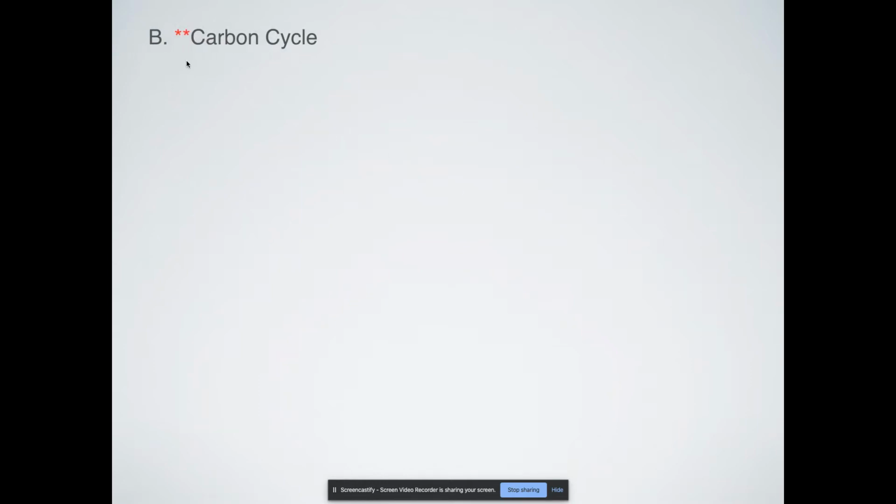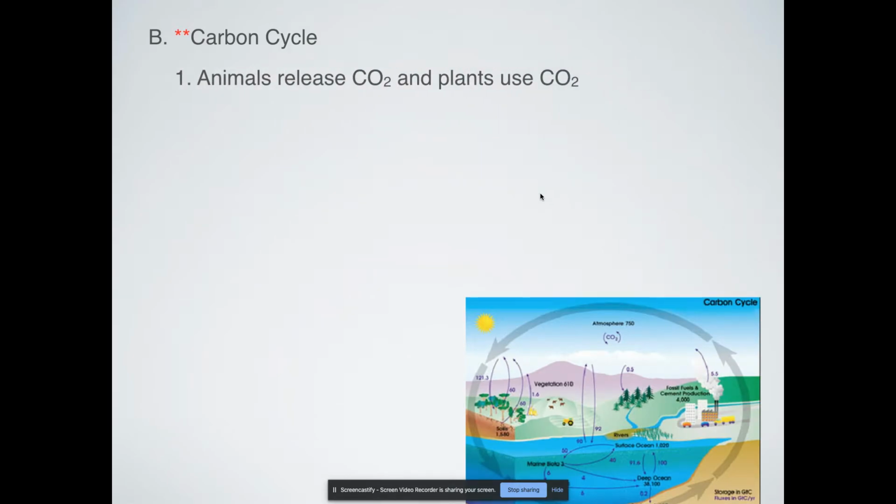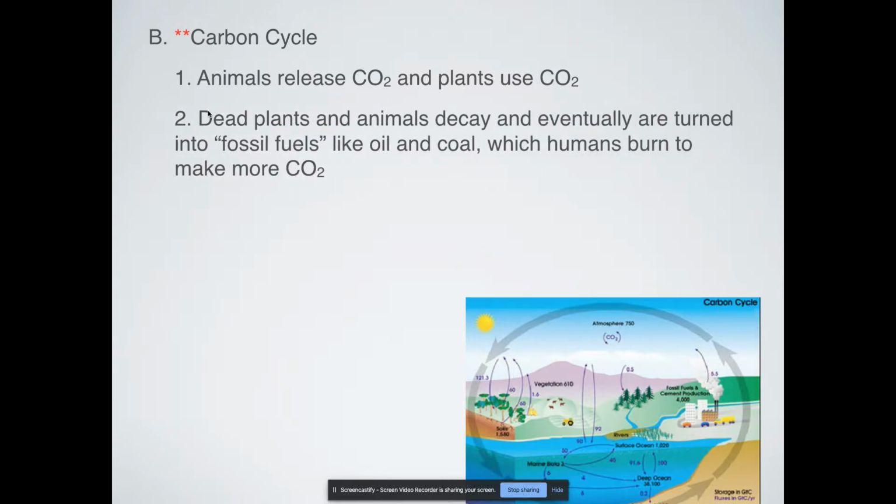So the first cycle that we're going to look at is the carbon cycle. What you need to know about the carbon cycle isn't a whole lot, because this is a brief overview, but we're going to go into a lot more detail later on. The carbon cycle can generally be described as, animals release CO2 when we breathe, and plants absorb that CO2 and fix it in order to make glucose, sugar for themselves. If a plant dies, if we die, we still have a lot of carbon in us.